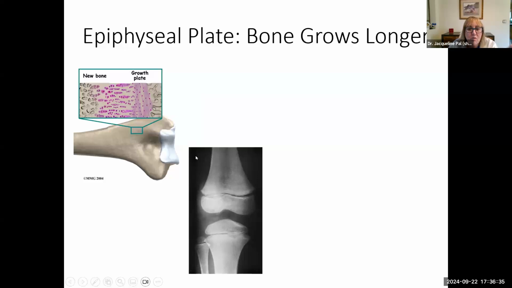Because here's what your bones look like on X-ray. The bones are white and the cartilage are the dark lines. If we just took this dark line of cartilage and made it into bone, you wouldn't be growing anymore. So in this epiphyseal plate where cartilage is, we've got to make it longer by making new cartilage. And then we have to replace that cartilage with bone.